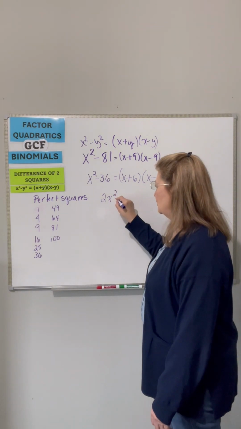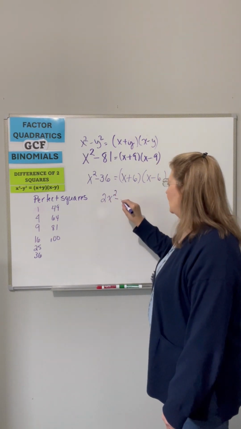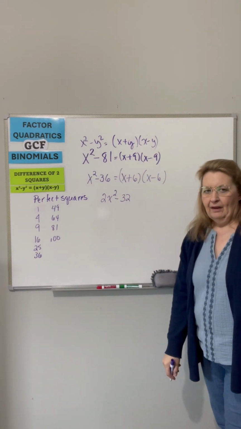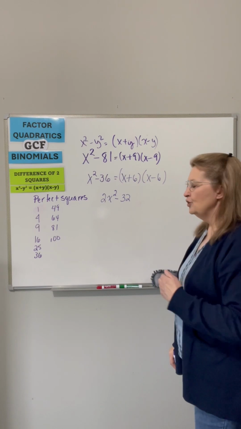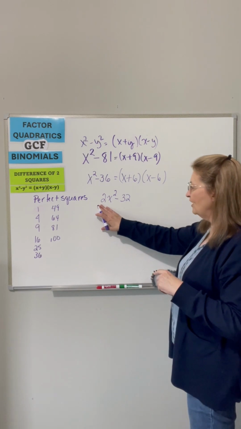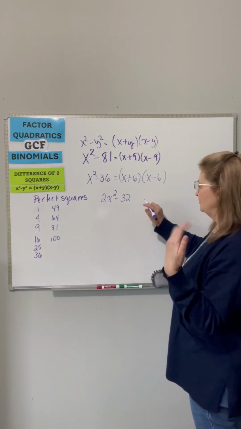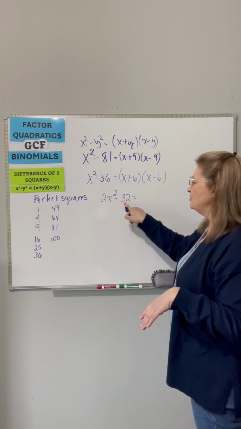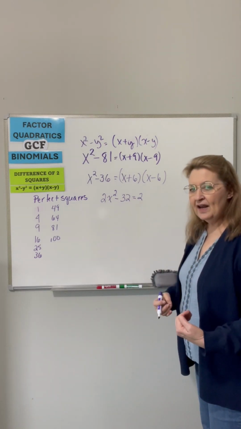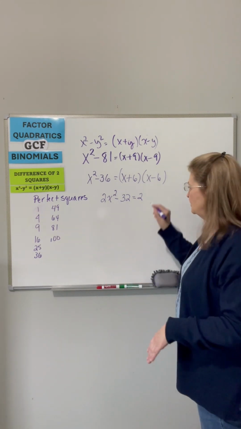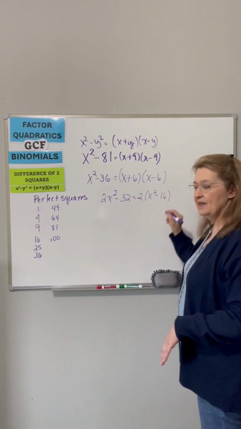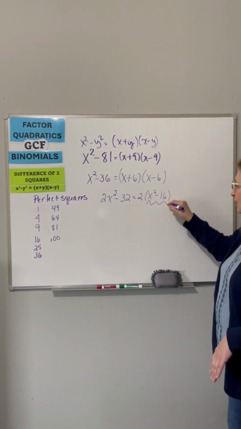2x squared minus, I don't know, 32. Well, let's go through the steps. Do you have a greatest common factor? This time you do. What's your greatest common factor between 2x squared and 32? So let's review this. The largest number that'll go into both of these things is 2. Now, when I divide that out, when I undistribute that 2, what do I have? x squared minus 16. So let's look at the leftover thing.